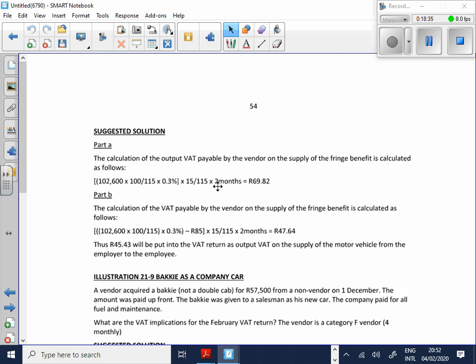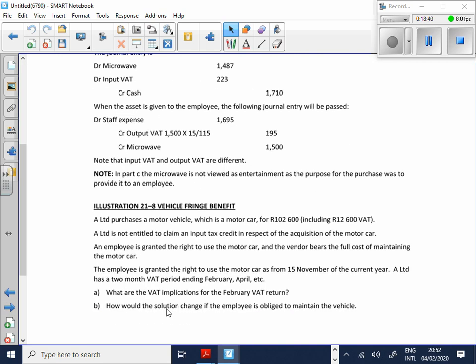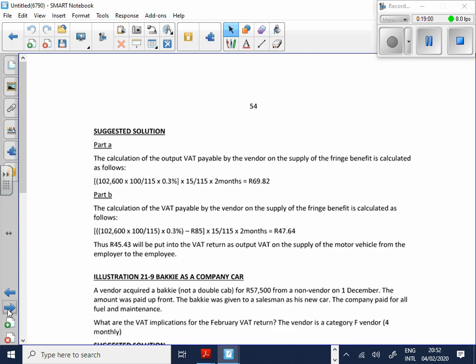Guys, comfortable? Going back to the example. It says an employee is granted use of the motor car, and the vendor bears the full cost of maintaining the car. The employee is granted the right of use of the motor car from 15 November of the current year, a limited over a 2-month VAT period. So part B says, how would the solution change if they're obliged to maintain the vehicle? What happens if you maintain the vehicle? Minus 85. Do you guys see that?